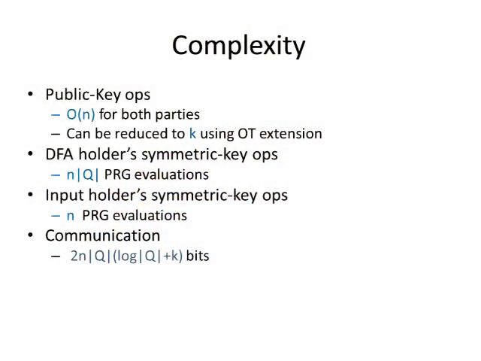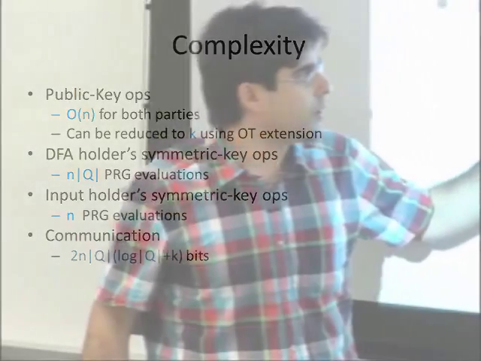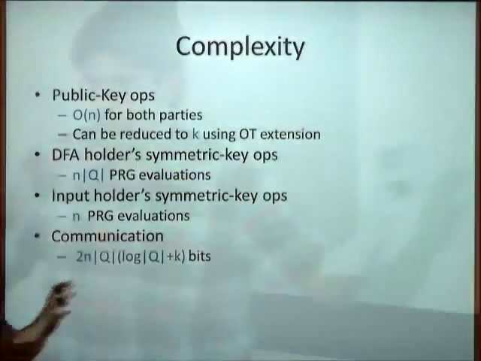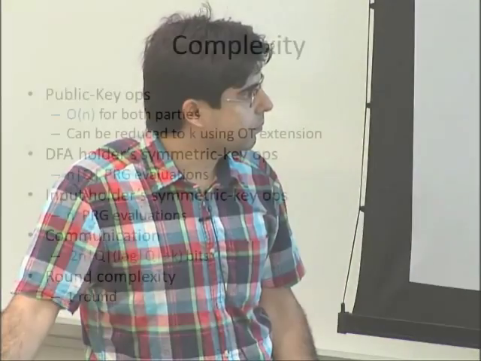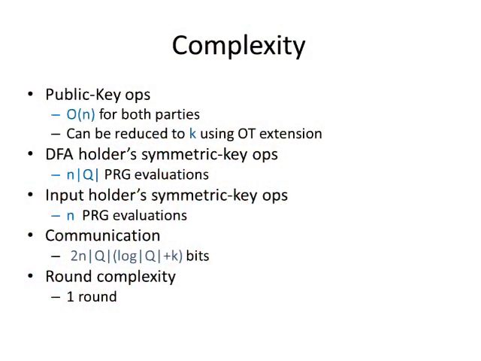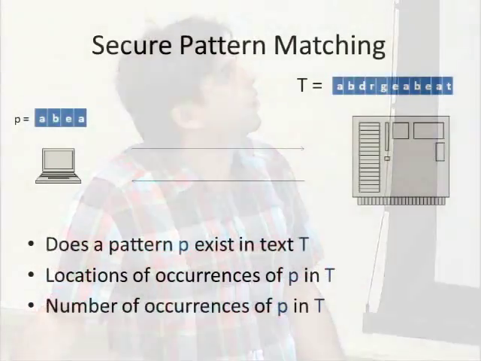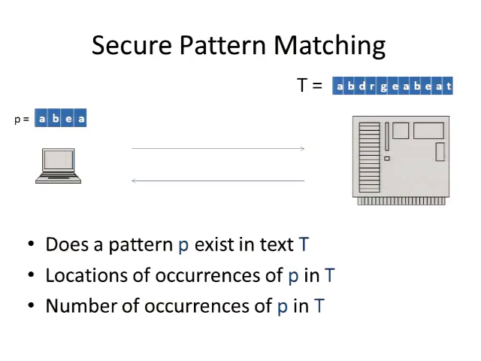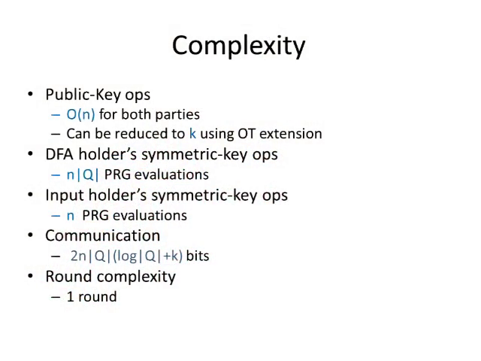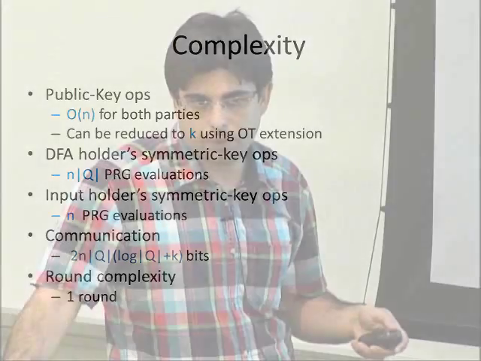And then the communication is this many bits: n times 2 times n q log q plus k, where k is the size of the seed to the PRG. This many bits gets communicated. Round complexity: you can do it in 1 round, if your OT is 1 round. Okay, so does it make sense so far? Let's look at some applications, and I'll talk about implementation as well.